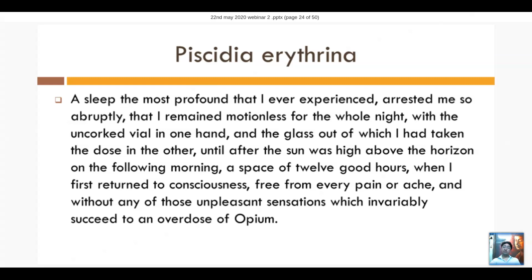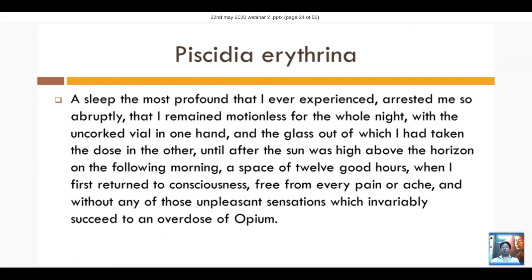Now, just read this. What is written in the proving? And in this remedy, this is the only thing which is important. A sleep the most profound that I ever experienced. Now, these are the symptoms from the proving. You will get them, I think, from Clarke or Allen's encyclopedia.